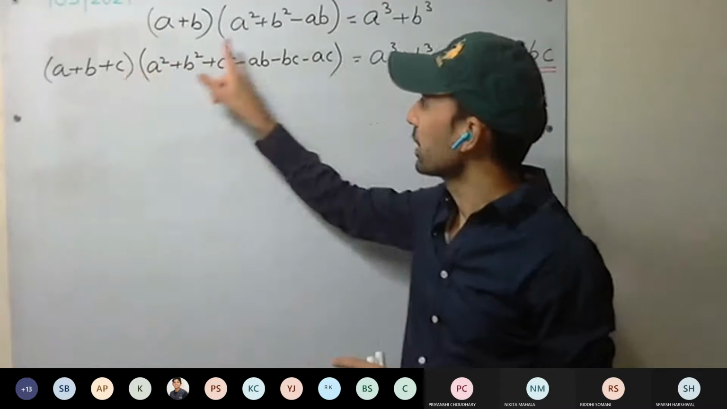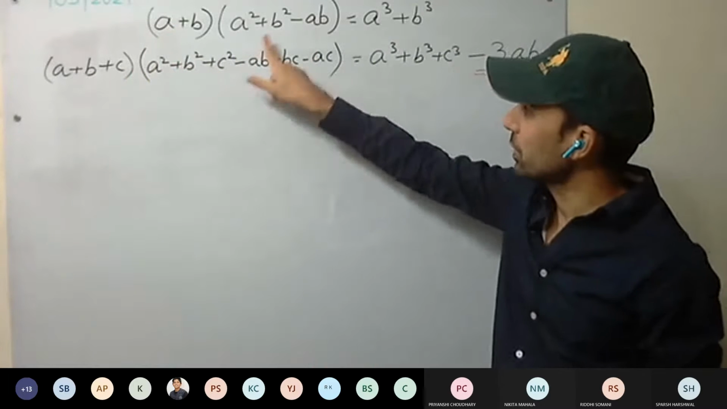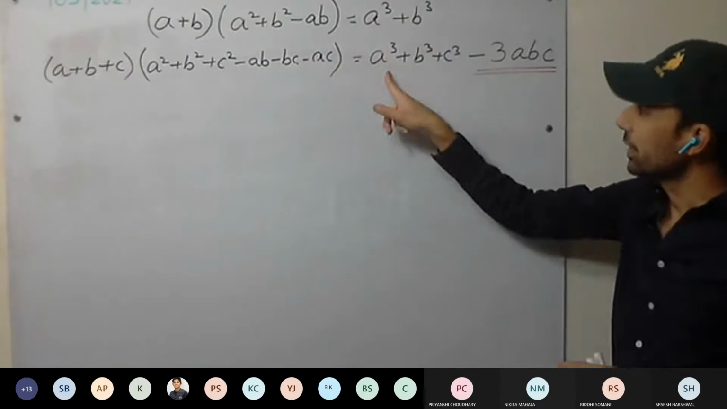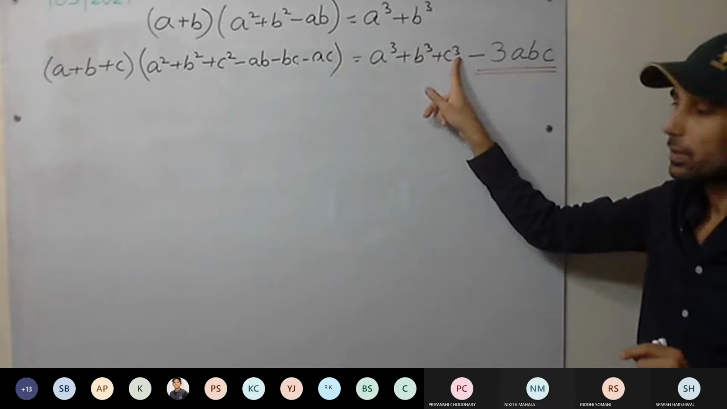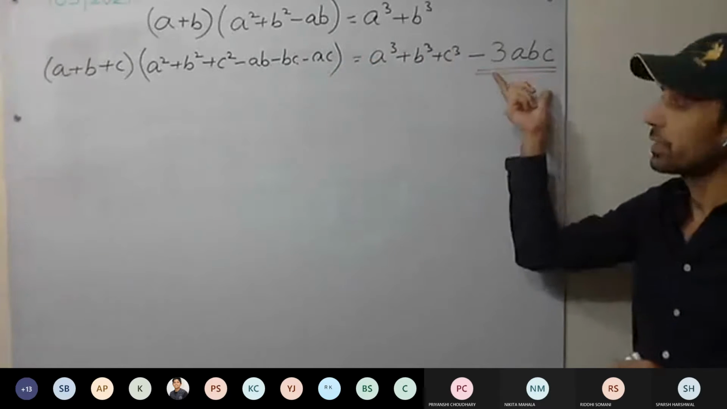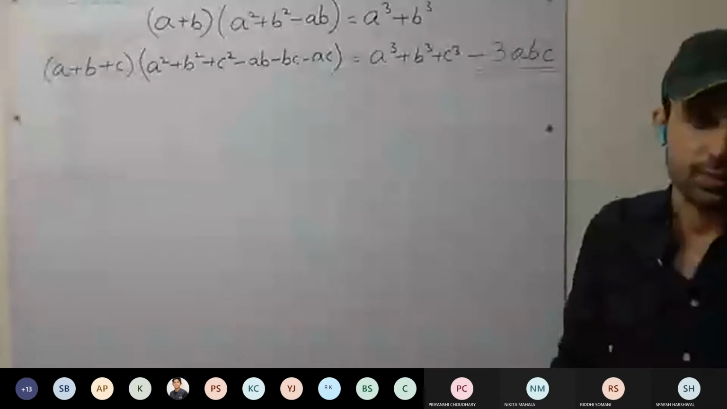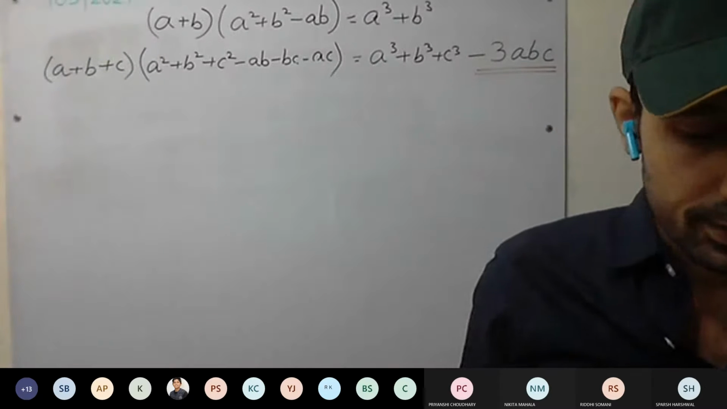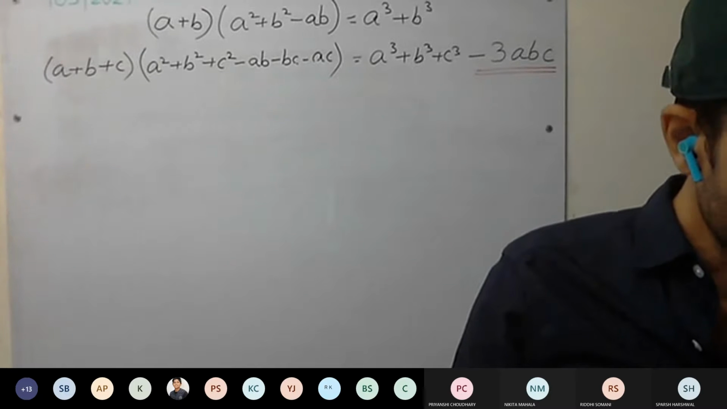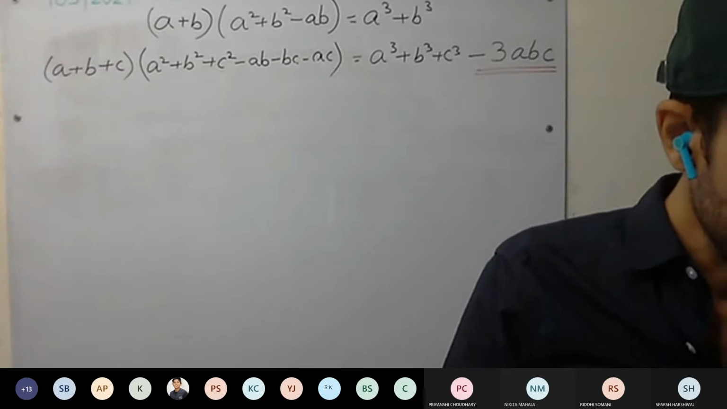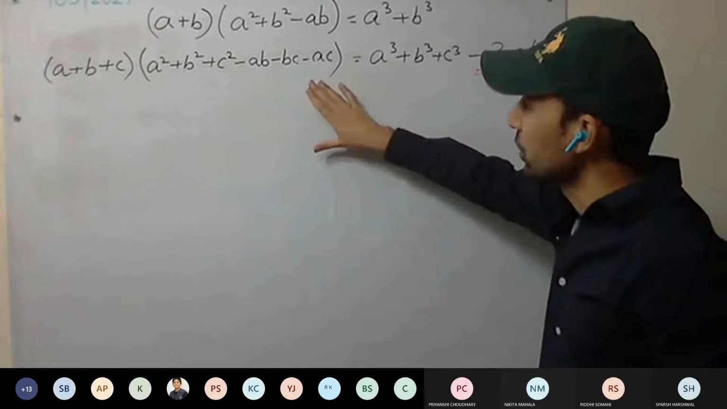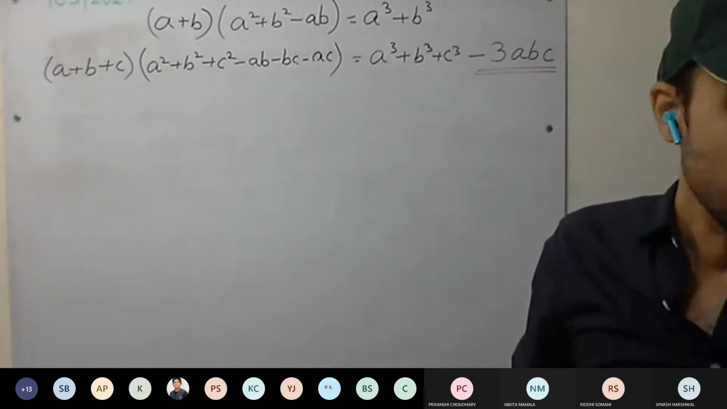plus b plus c, a square plus b square plus c square minus ab minus bc minus ac, equals a cube plus b cube plus c cube, third term, and minus 3abc. Don't forget this one. Always remember that minus 3abc is there as well. Okay, this is clear. So we are going to make use of it. Fourth one, leave it for the time being. We do some questions using this, then we'll go with the fourth one.